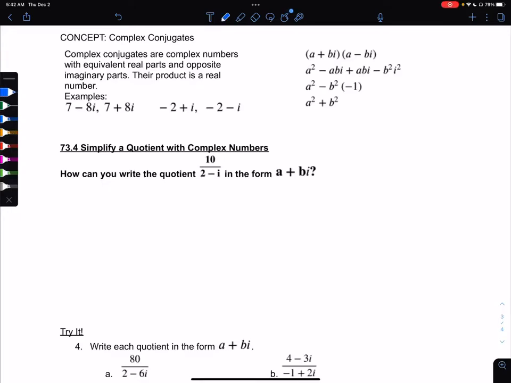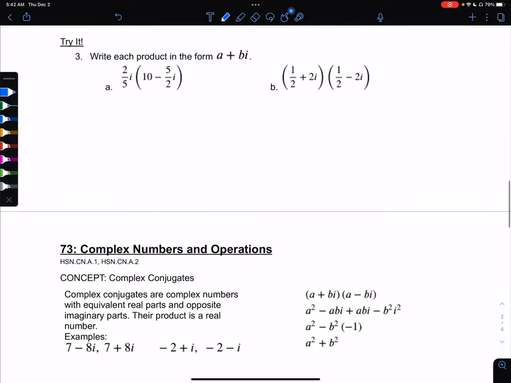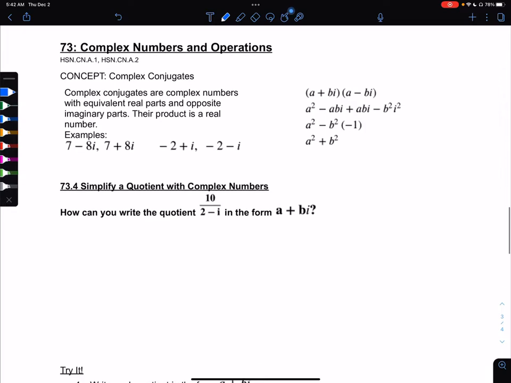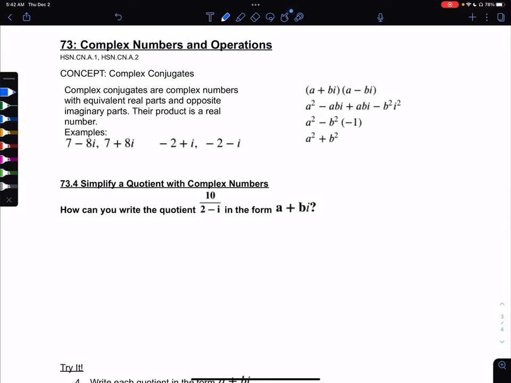In this video, we're going to look at topic 73, example 4, simplifying a quotient with complex numbers. In the previous video, I mentioned complex numbers where we had this 3 minus 2i and 3 plus 2i. And what they were useful for is to eliminate the complex part of an expression. And you won't always completely cancel it out. You'll see that in this video.